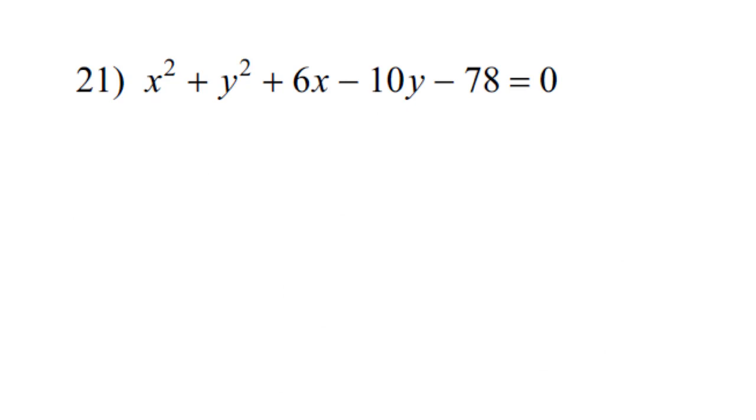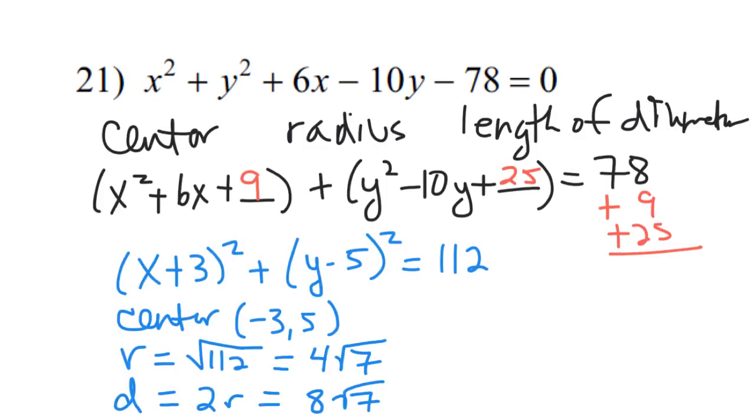Okay, for this problem, we are finding the center and radius and the length of the diameter. All right, so I went ahead and I completed the square. I combined my x values, completed the square, combined my y values, completed the square, added these 2 values to the 78 on the right side. I got 112. So my equation for the circle is (x plus 3) quantity squared plus (y minus 5) quantity squared equals 112.